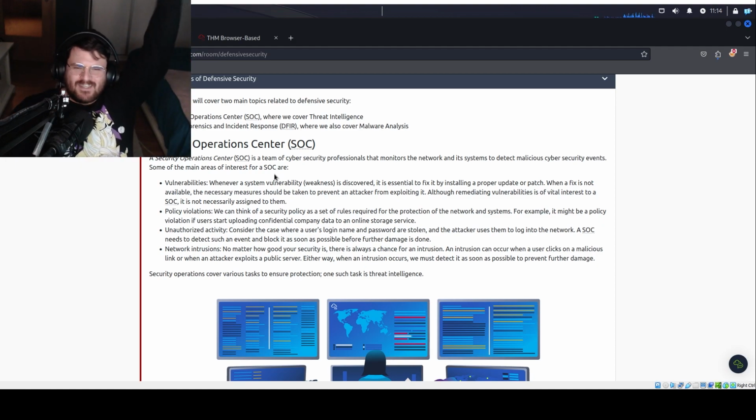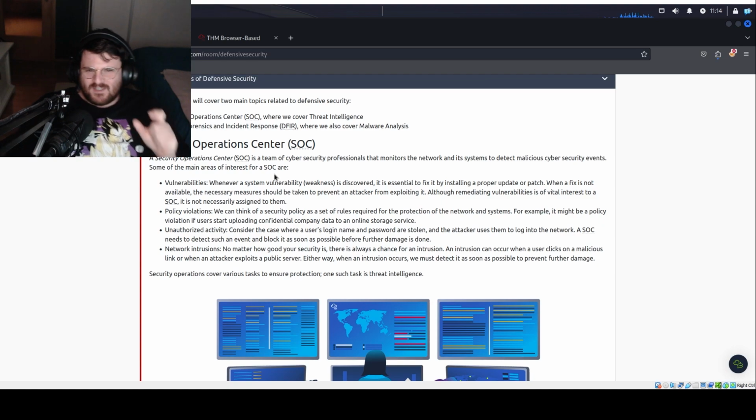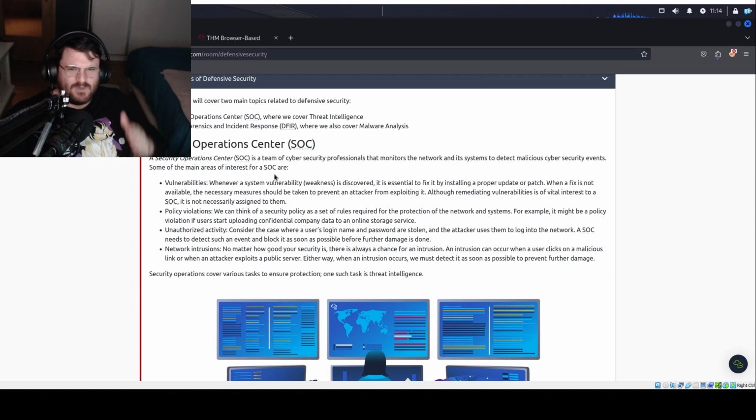Security Operations Center. I always say operation in a singular word. It's Security Operations Center. In my mind, I always go to Security Operations Centers, but it's Security Operations Center.